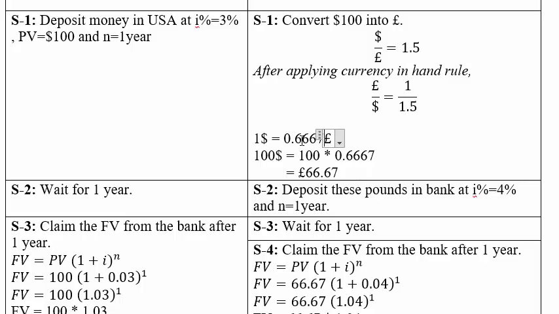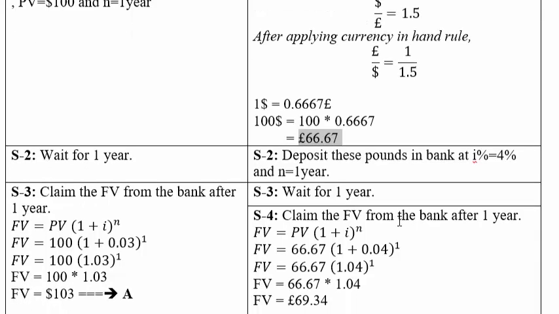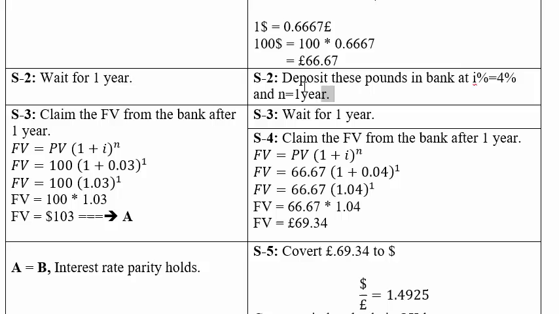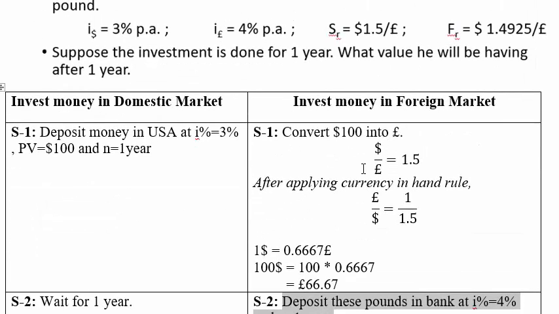Please keep in mind that I have used a rounded value here. So if $1 is equal to 0.6667 pounds, then $100 would be equal to quantity multiplied by the rate, and we will get 66.67 pounds. That's what we get after converting $100. Then in the next step, this 66.67 pounds will be deposited in the bank at an interest rate of 4% for 1 year. Interest rate is given in the numerical.